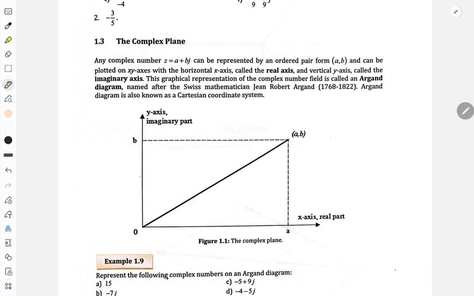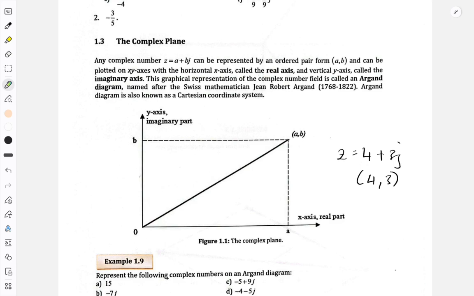For example, if we have z equal to 4 plus 3j, it will be plotted at (4, 3). That's 4 units along the real axis and 3 units up the imaginary axis.